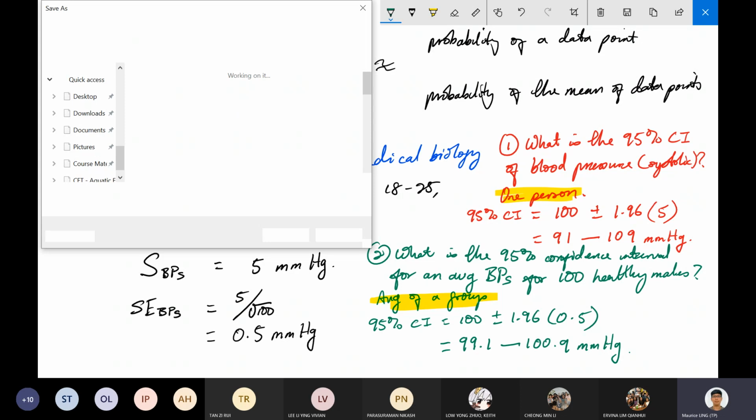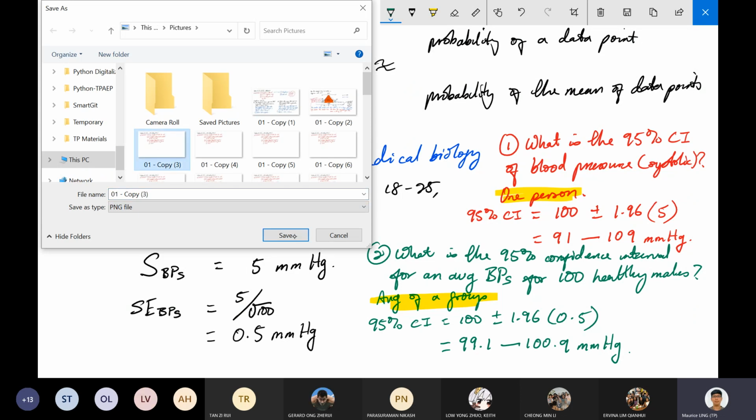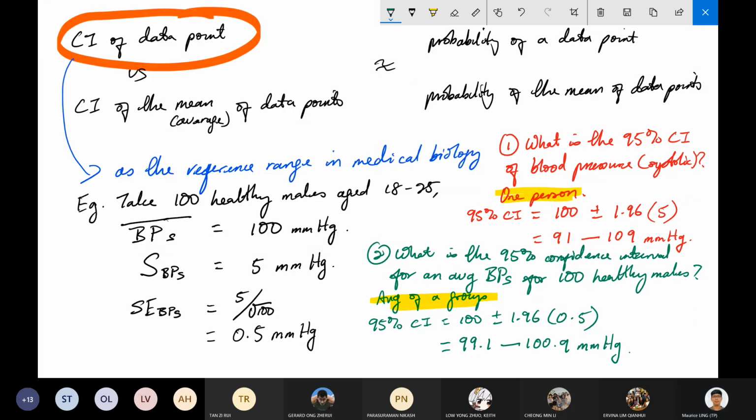Just to confirm, the red color one, the reason why the confidence interval is larger is because the sample size is smaller. And conversely, the green color question, because the sample size is larger, the confidence interval is smaller. No. The red color one is because you're talking about one person. It's not talking about the average of the group.